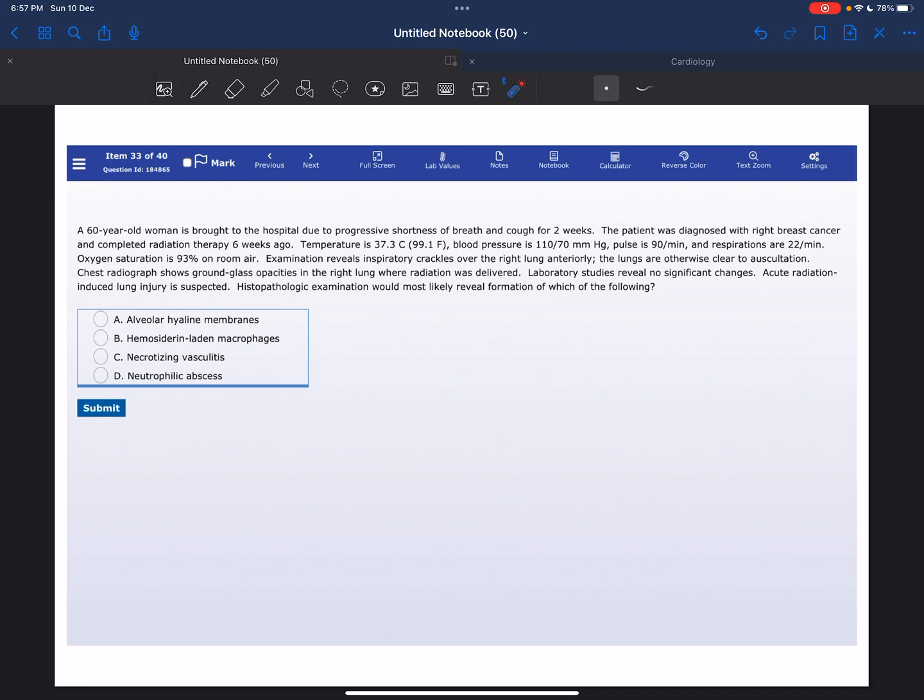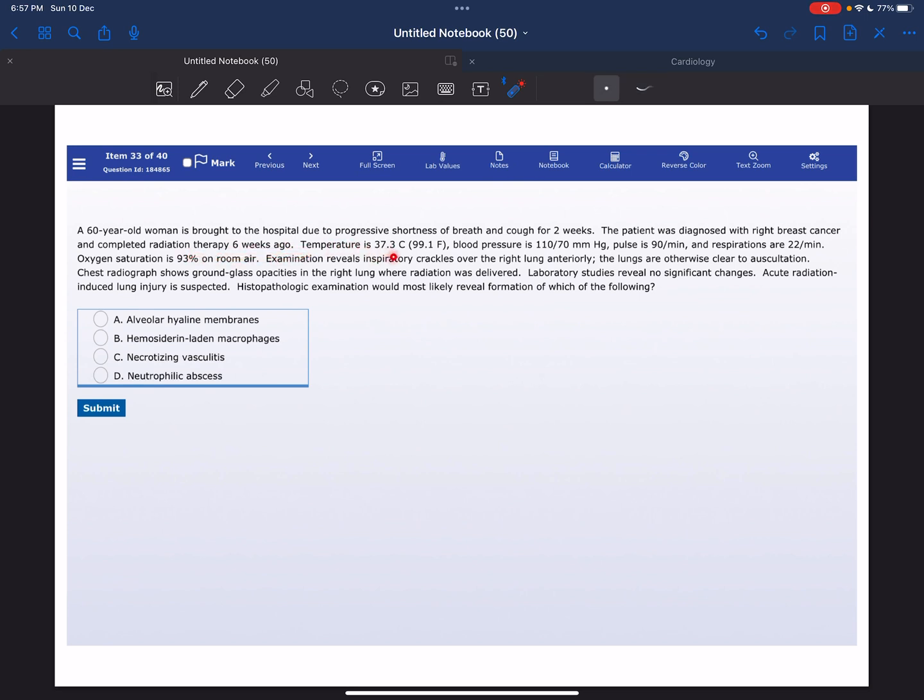I'm going to solve a USMLE Step 1 UWorld question of the respiratory block. A 60-year-old woman is brought to the hospital due to progressive shortness of breath and cough for 2 weeks. The patient was diagnosed with right breast cancer and completed radiation therapy 6 weeks ago. That's a key word here.